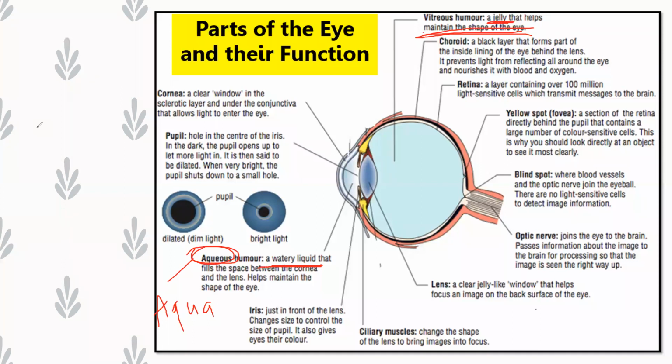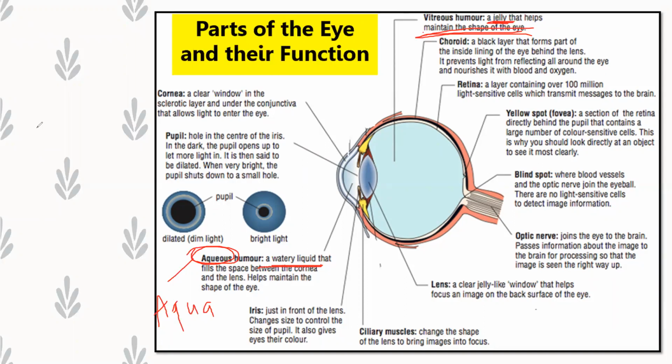The iris is just in front of your lens. So like we said before, the iris is the colored ring of your eye. If you've got green eyes, your iris is going to be green. And the iris obviously contains a muscle which changes, and every time it changes, it allows the pupil to dilate more or to dilate less.